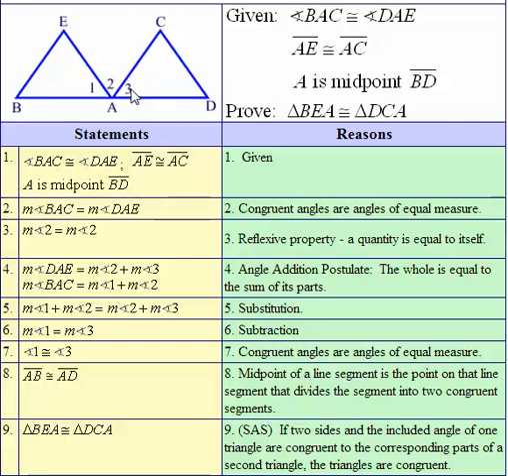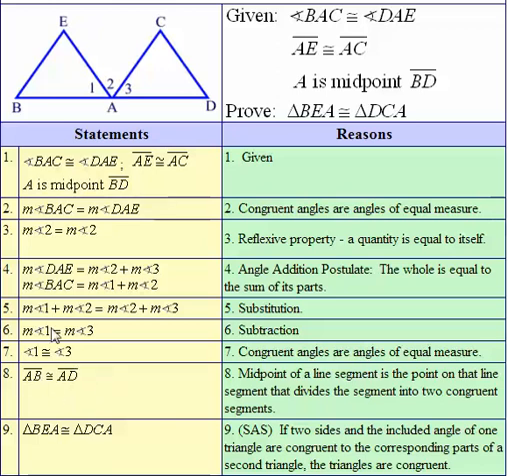Next, the measure of angle 1 plus the measure of angle 2 equals the measure of angle 2 plus the measure of angle 3. And we know that by substitution. Next, we have the measure of angle 1 equals the measure of angle 3. And we can do that because we can just subtract the measure of angle 2 from each side of this equation that was above it and get measure of angle 1 equals the measure of angle 3. Next, we can say that angle 1 is congruent to angle 3 because congruent angles are angles of equal measure.